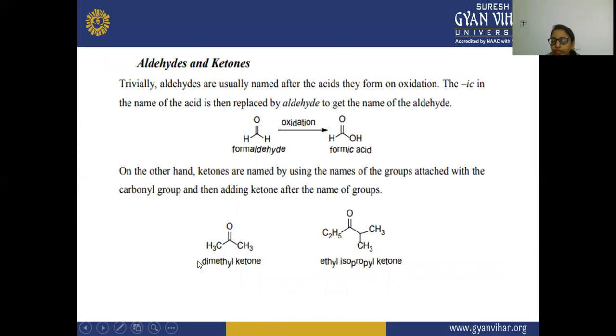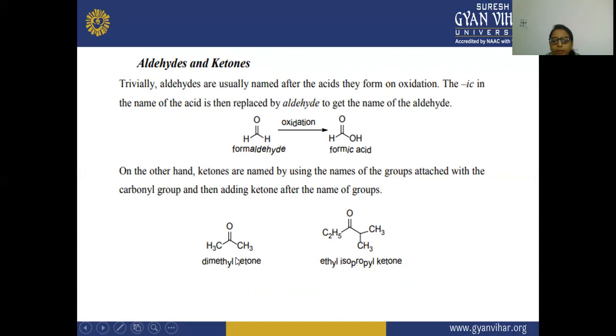Aldehydes and ketones: primarily, aldehydes are named after the acid they form on oxidation. Here you can see formaldehyde giving formic acid on oxidation. On the other hand, ketones are named by using the name of the groups attached to the carbonyl group and then adding ketone after the name of the groups. Here you can see this is ethyl, then isopropyl, and it is named accordingly as a ketone.